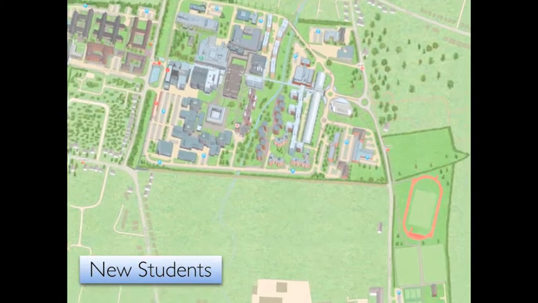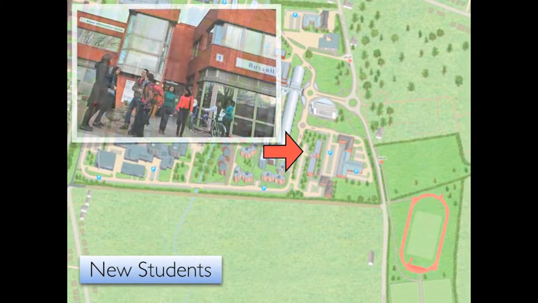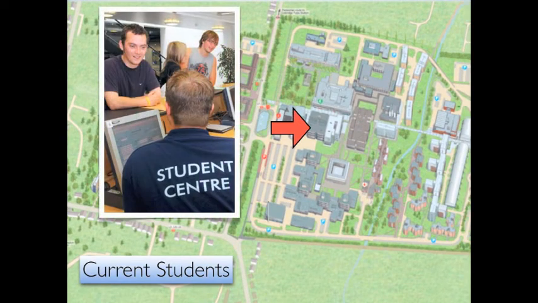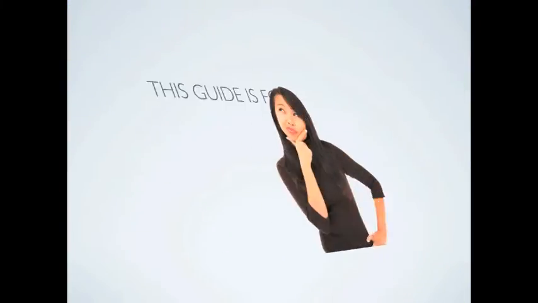If you are making this visa application for a completely new course, the CAS will be issued by Brunel International's admissions office. If you are a continuing student applying for a visa to complete an existing course, the CAS will be issued by the Student Centre.